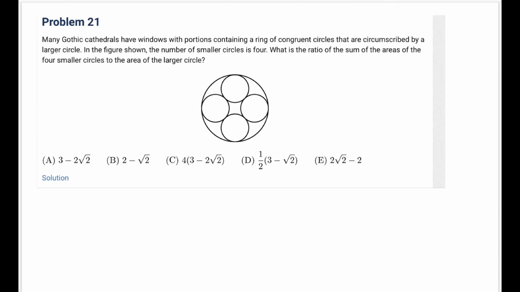Problem 21. Many Gothic cathedrals have windows with portions containing a ring of concurrent circles that are circumscribed by a larger circle. In the figure shown, the number of smaller circles is 4. What is the ratio of the sum of the areas of the 4 smaller circles to the area of the larger circle? Okay, so if we say the radius of the small circle is r, then we can connect the midpoints of the 4 circles, right?